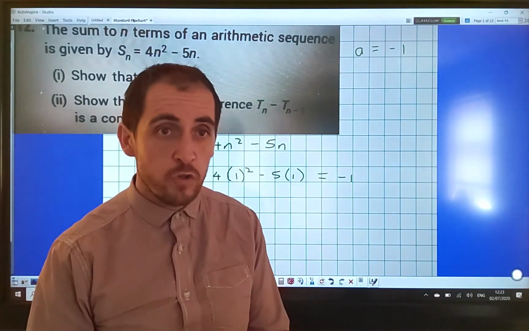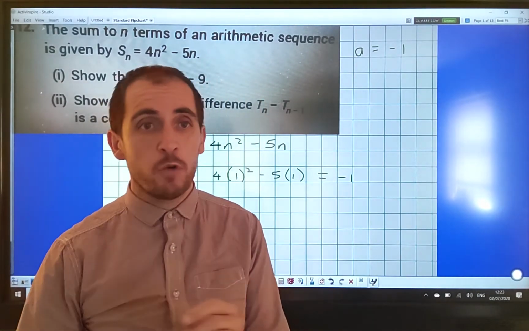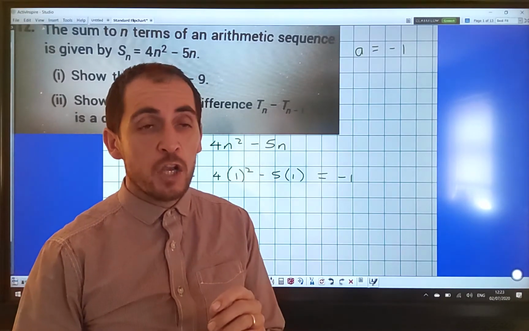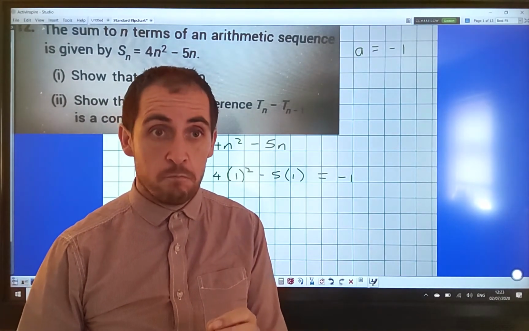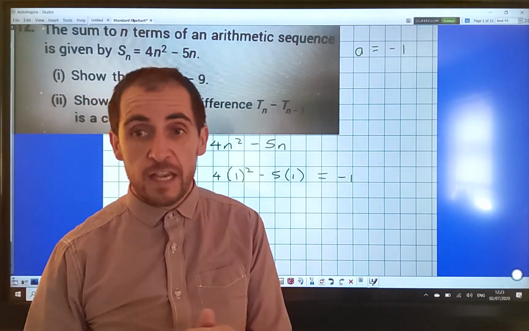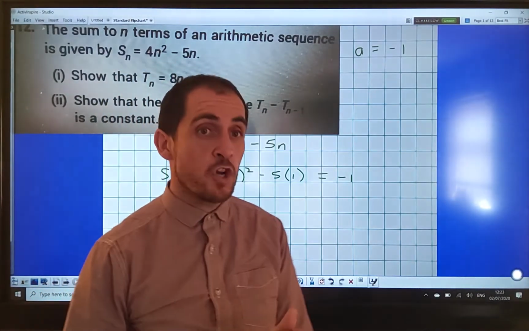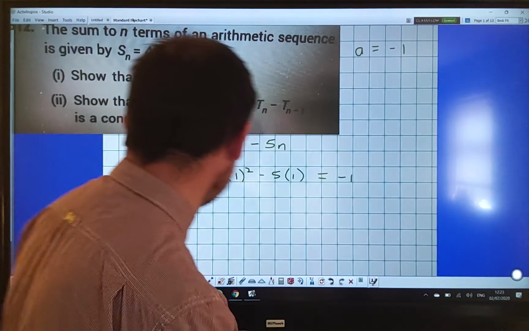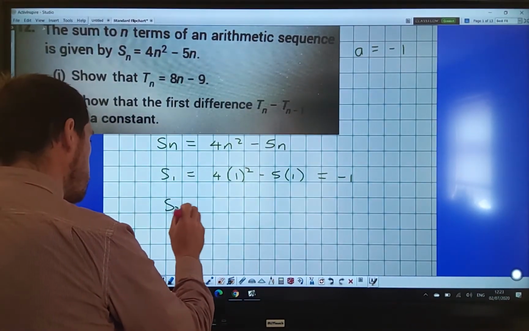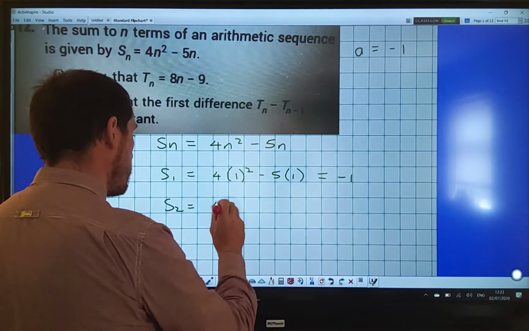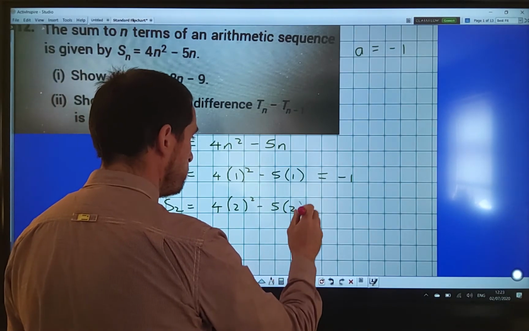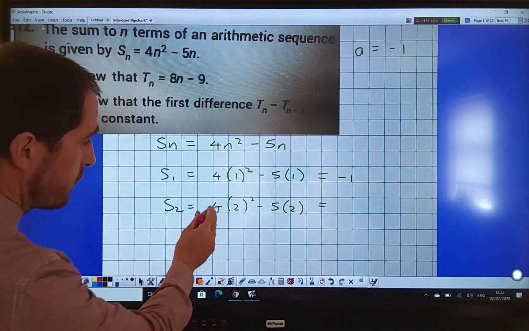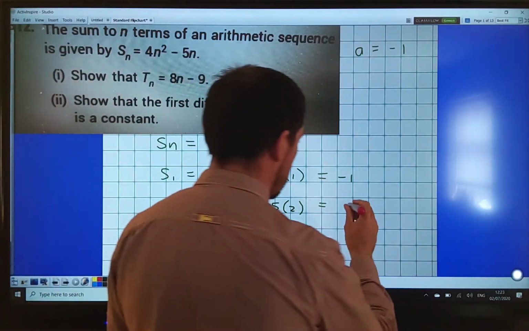Just to go through that again: I get the sum of the first two terms, subtract the first term from it, and that gives me the second term. Then if I take the first term away from the second term, it will give me the difference. So the sum of the first two terms is 4 times 2 squared minus 5 times 2. 2 squared is 4, times 4 is 16, minus 10 is 6.